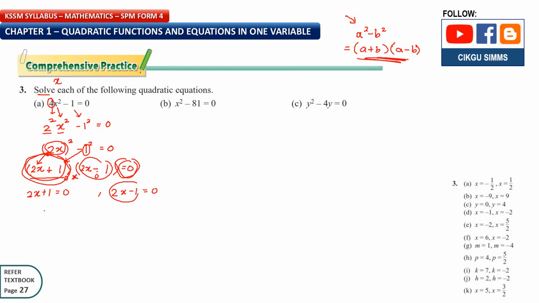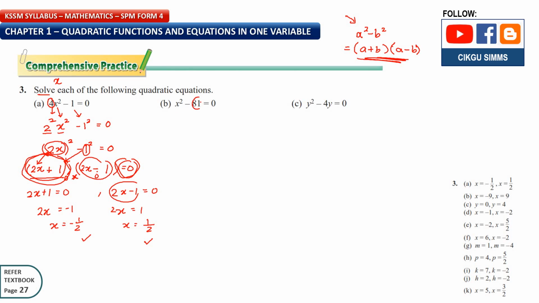Okay, so 2x equals minus 1, x is negative half. Here is x equals 1, so x is half. Okay, so I have two answers. This is the first, this is the second. Okay, I'm doing the same thing for the second question.